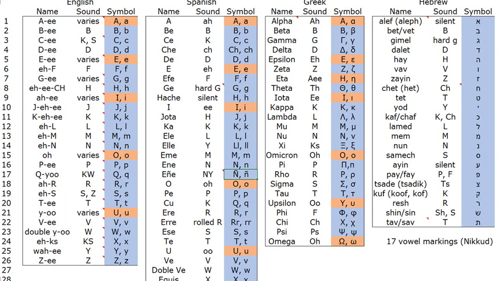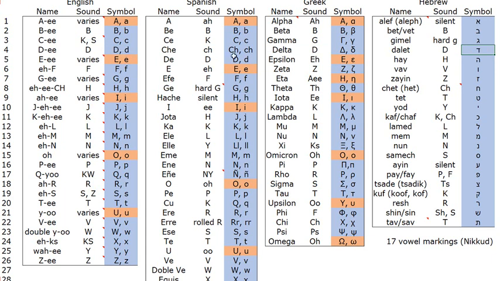We can see that different languages use different symbols to represent the same sound. So in English, that symbol, upper and lowercase d, represents the sound d. Same thing in Spanish. In Greek, these are different symbols. An upper and lowercase delta represents the same sound d. In Hebrew, this symbol represents the same sound. Different symbol, but same sound.